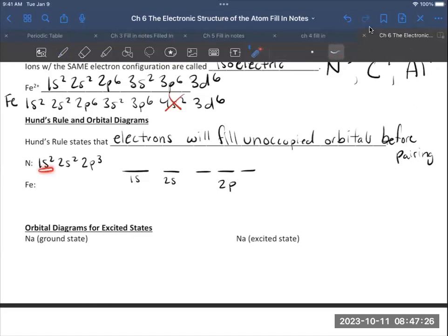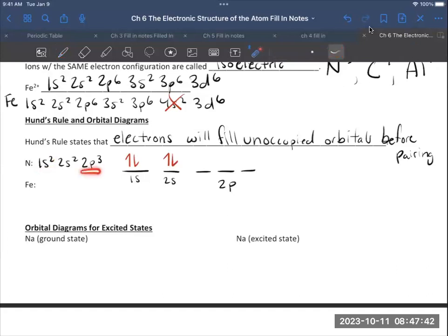So this is what's going to happen. If you notice in the 1s, there's 2 electrons there. One of them is going to be rotating up, one of them is going to be rotating down. They like to spin opposite from one another. Same for the 2s. One's going to rotate up, one's going to rotate down.